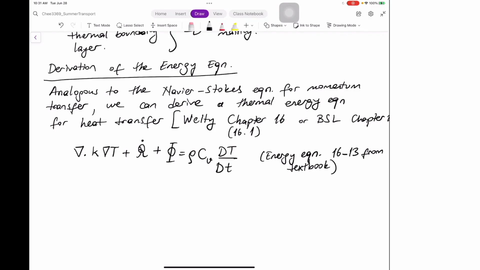But this is a general equation, not necessarily for flow around a plate or a spherical object, but the general one. We are going to derive a special form of this for incompressible fluids in 2 dimensions just for the sake of solving the boundary layer equations. Okay. And this phi is the viscous dissipation.